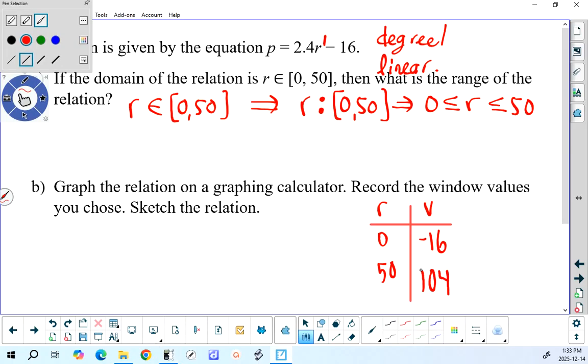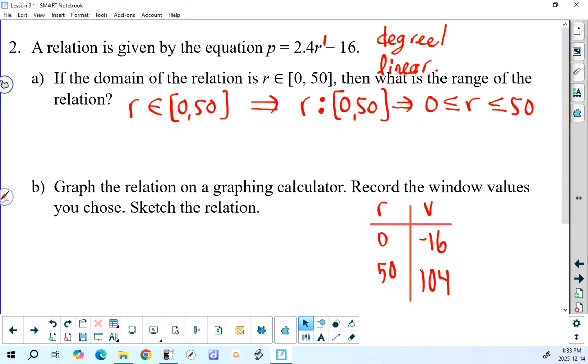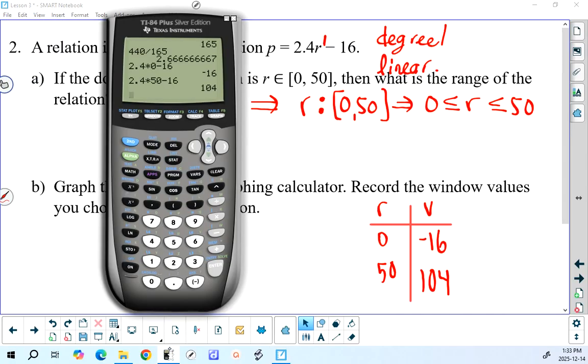Well, we know this is linear, and we know that X or R goes from 0 to 50, and that now is telling us what Y or V is going from. So in our window setting, we're going back to window. Now we know what to do for Y min. We're going to go negative 16 for a minimum to 104 for a maximum.